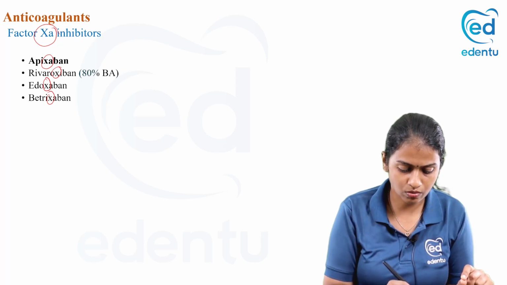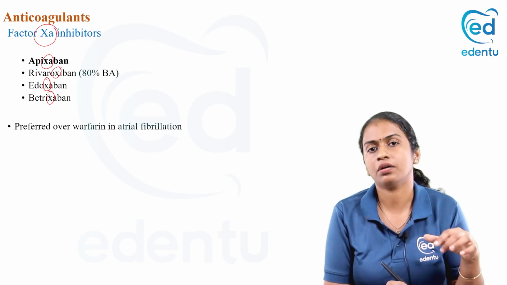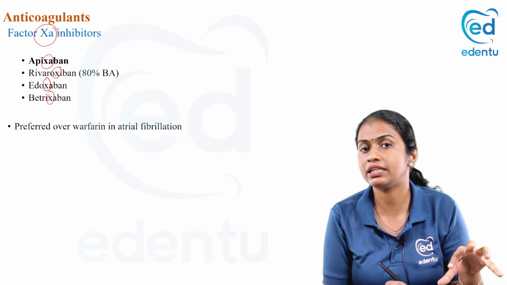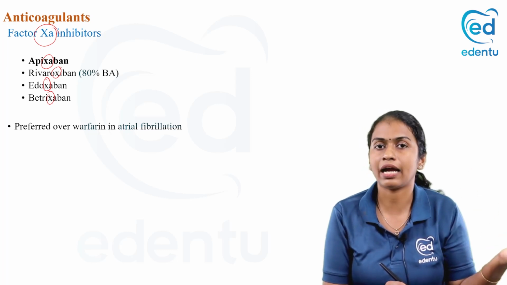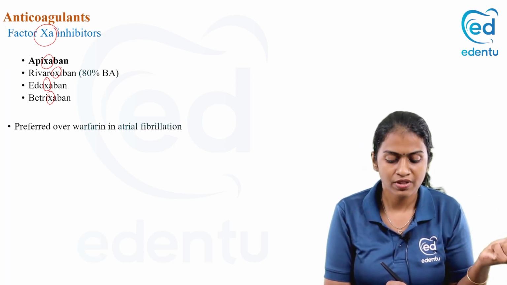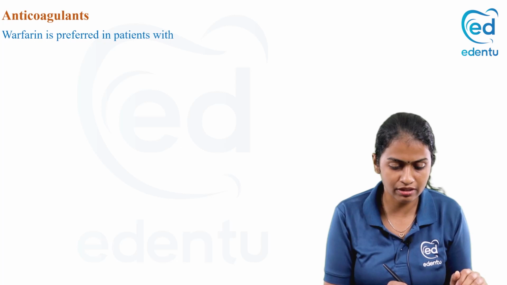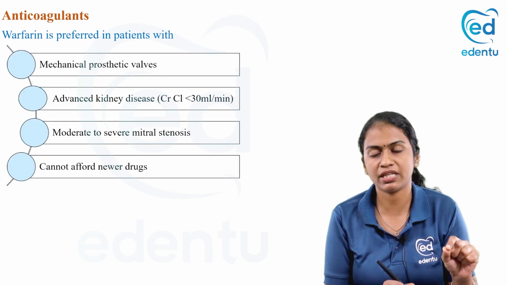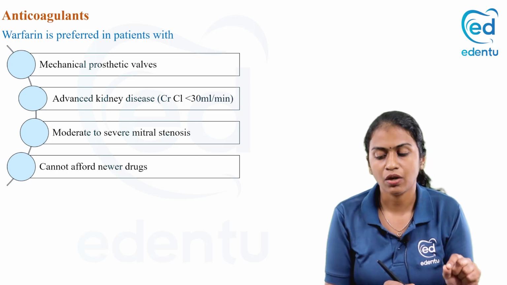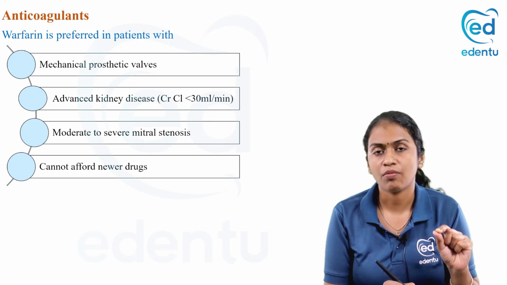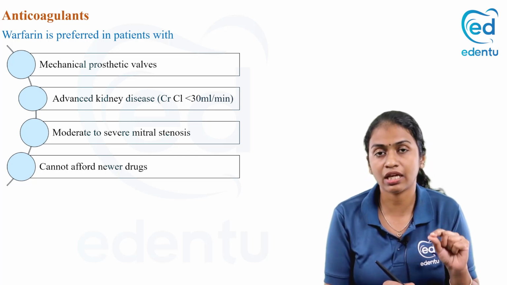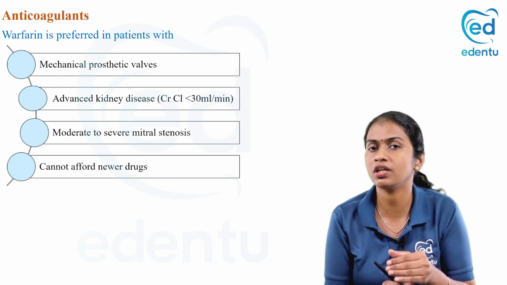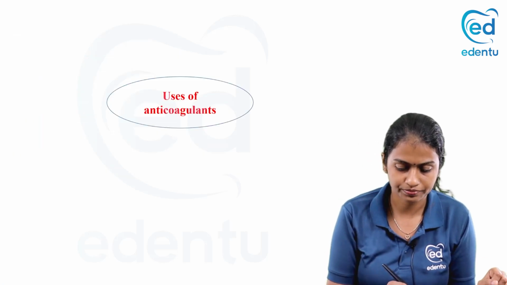Okay. So what does it do? It directly inhibits the factor 10 without acting on other agents. So it is preferred over warfarin in atrial fibrillation. Warfarin is mainly preferred in patients with mechanical prosthetic valves, with advanced kidney disease, moderate to severe mitral stenosis, and who cannot afford the newer drugs which are quite expensive.